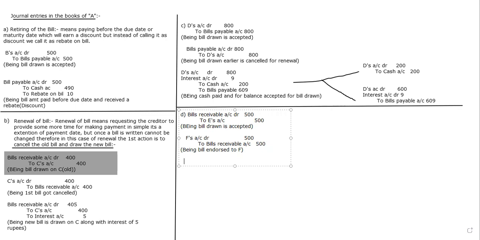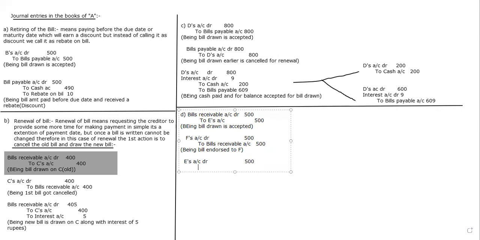Who will be on the debit? Who will be on the credit? The simple trick is, the previous entry, have a look. First time, E is on the credit side. So obviously, second time, he will go to the debit side. That is 500.